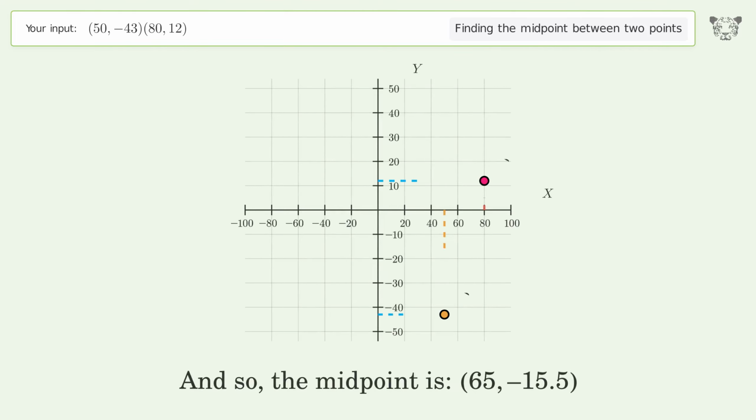And so, the midpoint is 65, negative 15.5.